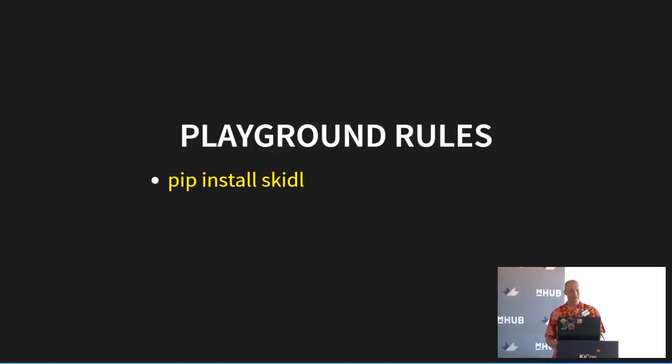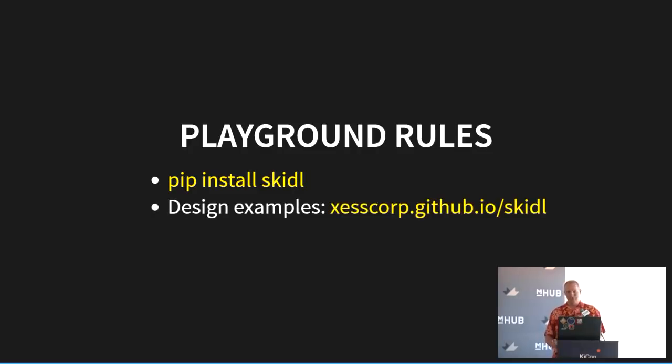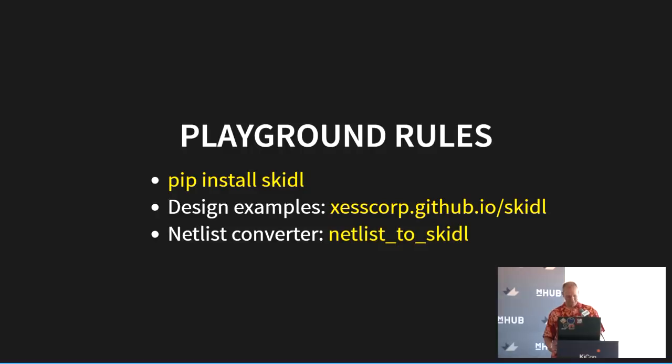If you want to install SKiDL, it's pip install SKiDL. It runs Python 2, Python 3. It's just pure Python. There's nothing to it. Design examples are over there. And I even provide a handy netlist converter. If you've got an EE schema netlist, you run it through there, and it'll dump SKiDL code out of the other end of it. Very simple, linear SKiDL code, but it gives you an idea of what it looks like.